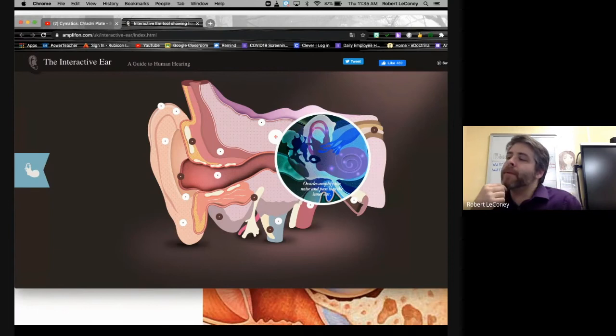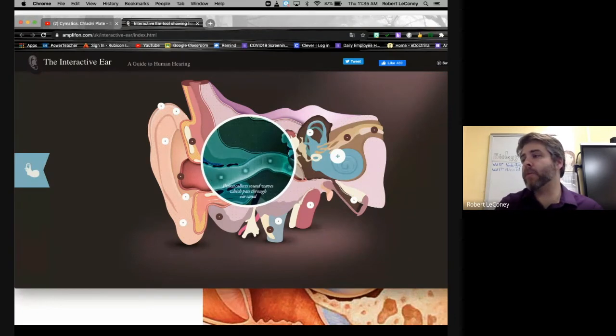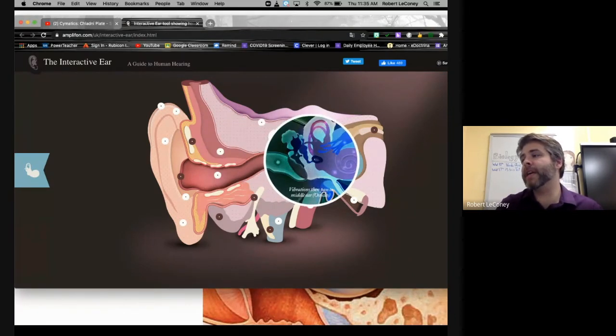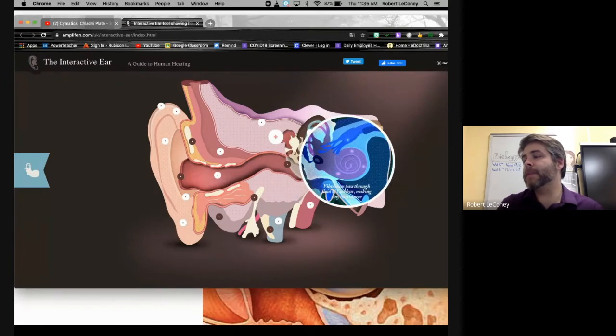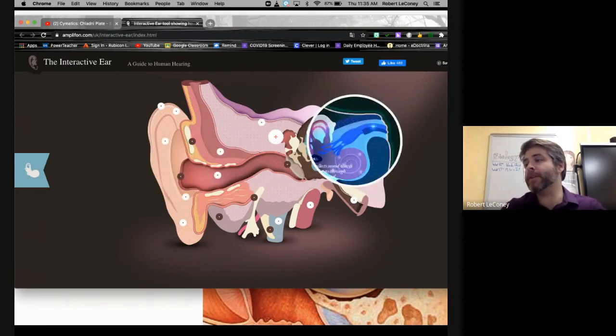Then the shaking labyrinth shakes in very specific ways based on the frequency of this original sound wave. Different frequencies here means different shaking here, which means different information being sent to your brain. And then your brain interprets all that information as different sounds. So that's what's important, guys. Different vibrations originally out here get interpreted differently here.